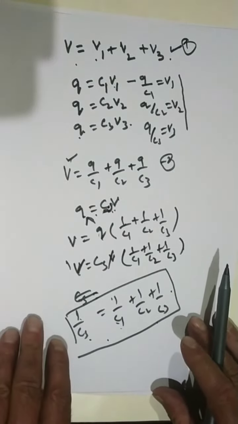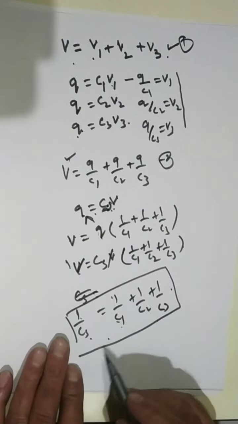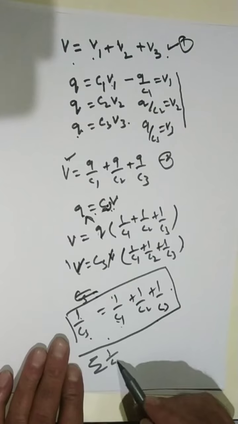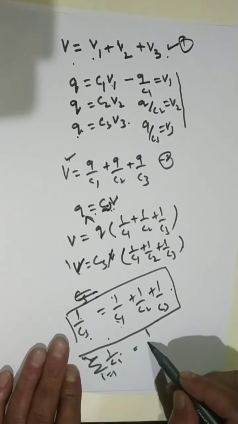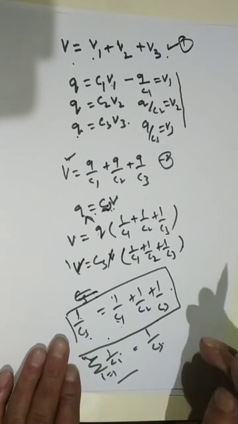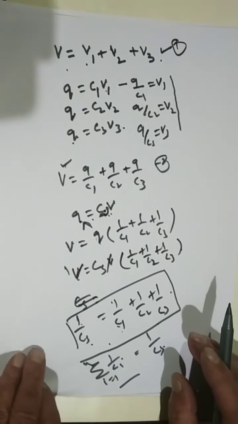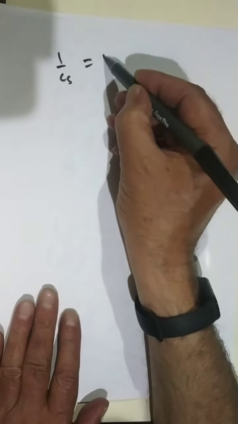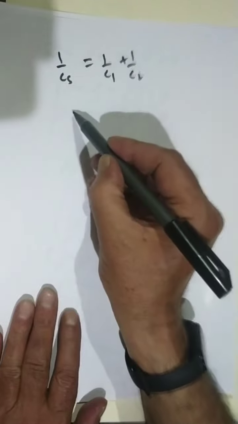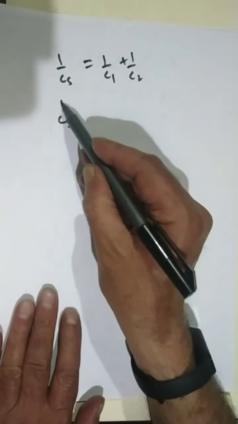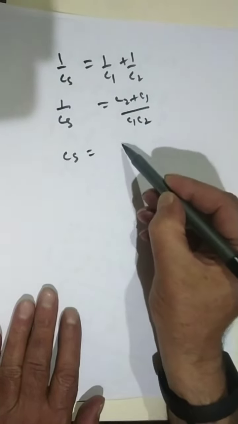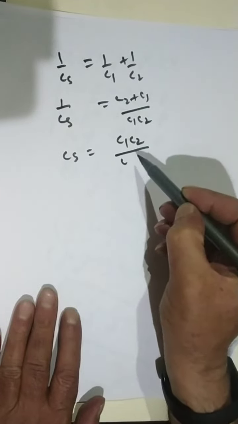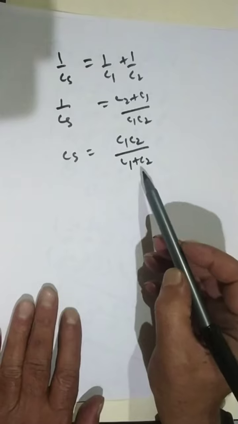So, or we can write simply, if we have n capacitors, we can write summation 1 upon Ci, i runs from 1 to n, that is equal to 1 by CS. If we have only two capacitors in series, then what can we write? 1 by CS will be equal to 1 by C1 plus 1 by C2, and so 1 by CS is equal to (C2 plus C1) divided by C1 C2, or CS will be equal to C1 C2 divided by C1 plus C2.